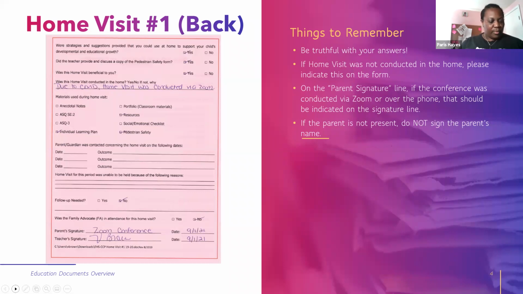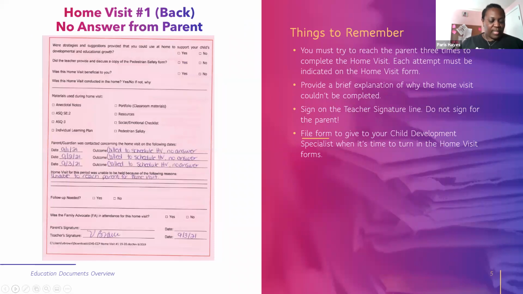Now we're going to go over the portion where it says parent and guardian was contacted concerning a home visit on the following dates. This portion should be only completed if you made 3 attempts to have a conference with the parent and you were unable to. Make sure you list each date that you tried to contact the parent and the outcome of that contact. Once you make 3 attempts and they're unsuccessful, write the reasoning on the lines provided below. Sign it at the bottom, only in the teacher's portion. Do not ever sign for the parent, and hand it in to your child development specialist.